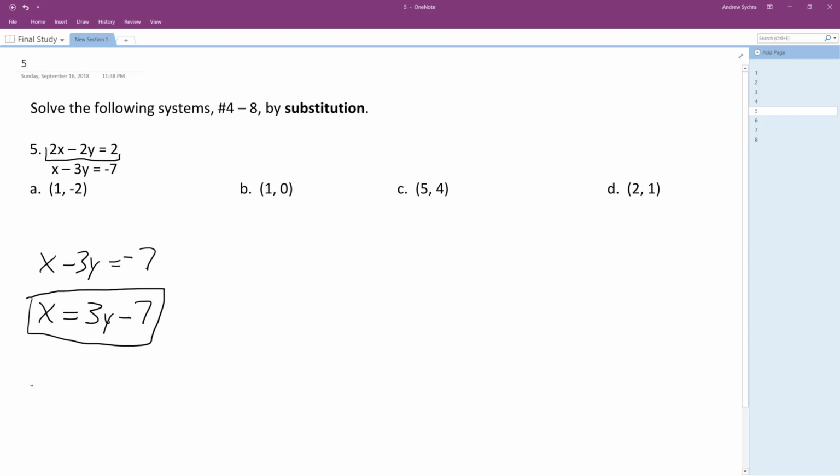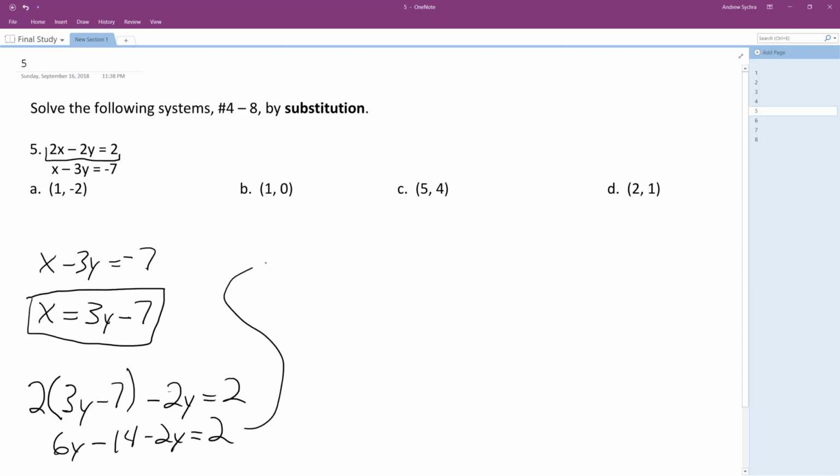So I'm going to get 2, and then for x, I'm going to have 3y minus 7. That way we can substitute the whole thing. Minus 2y is equal to 2, so I'm going to distribute. So I get 6y minus 14 minus 2y is equal to 2.